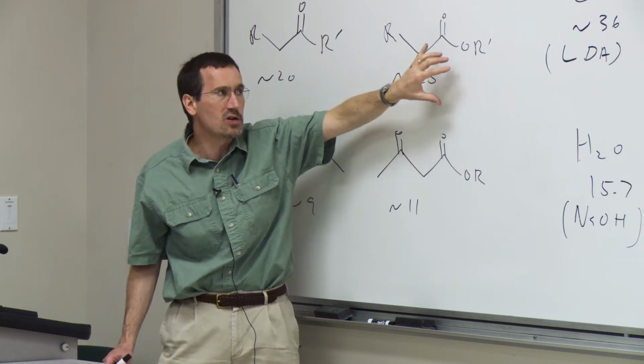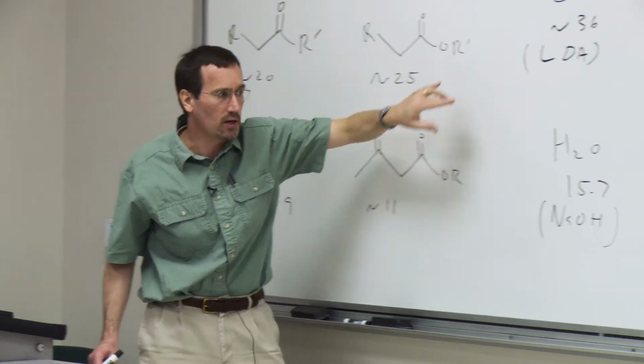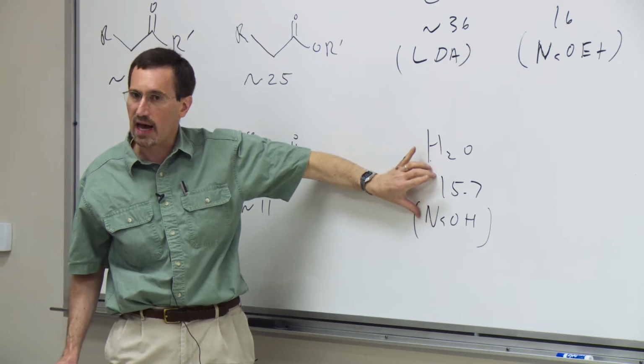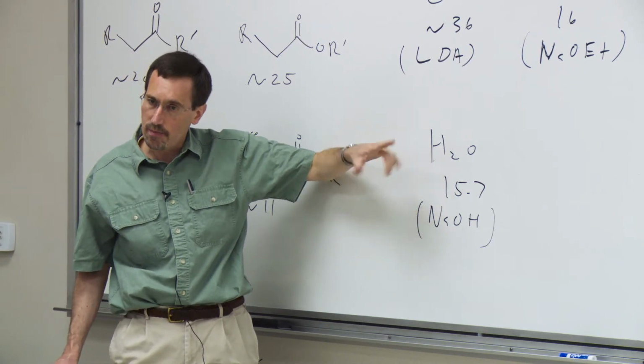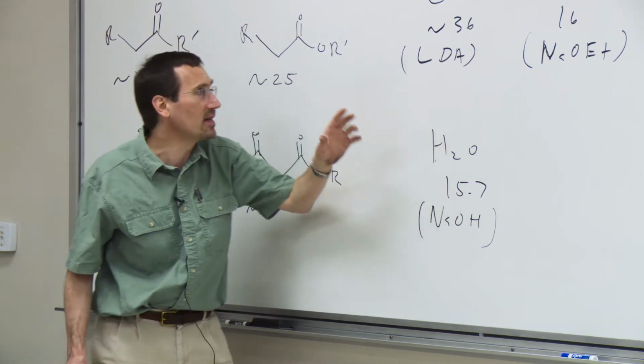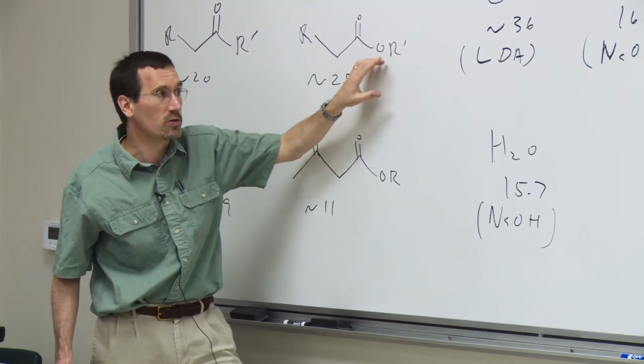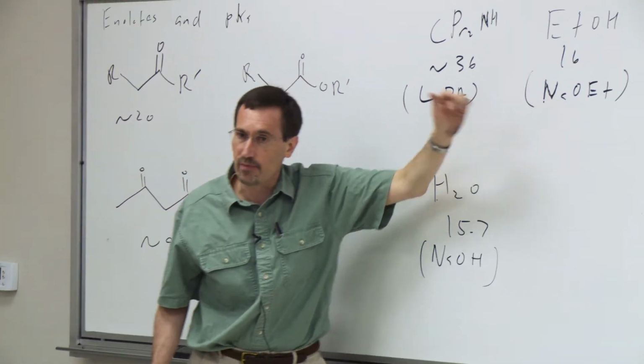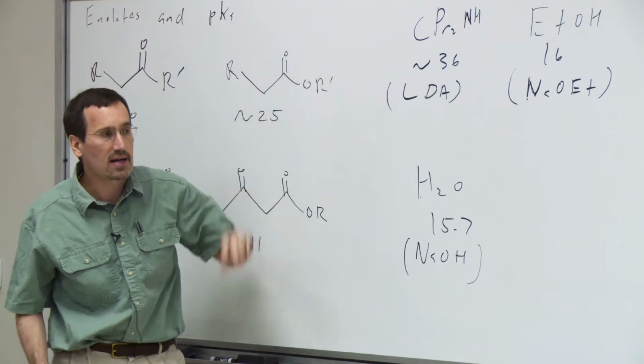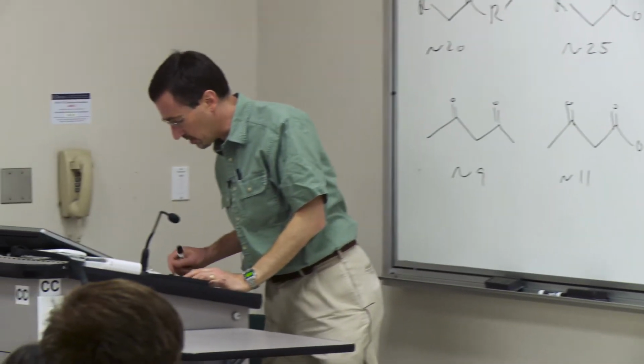So I wouldn't want to use an ethyl ester with sodium hydroxide to try to make an enolate, because I would get the corresponding carboxylate salt. I should use ethoxide if I'm dealing with an ethyl ester, or methoxide if I'm dealing with a methyl ester.